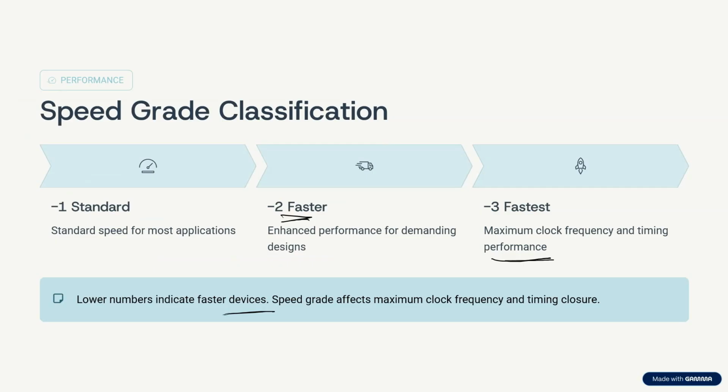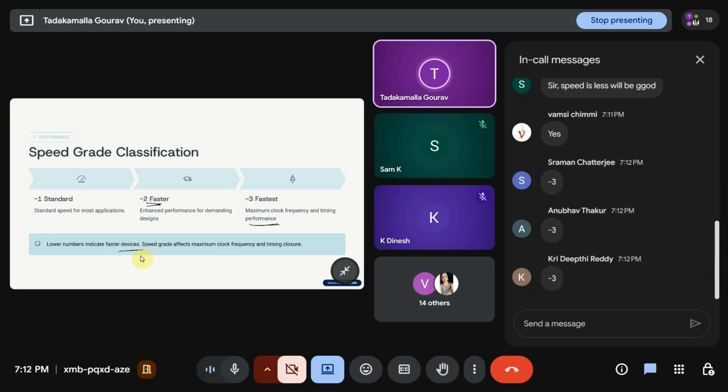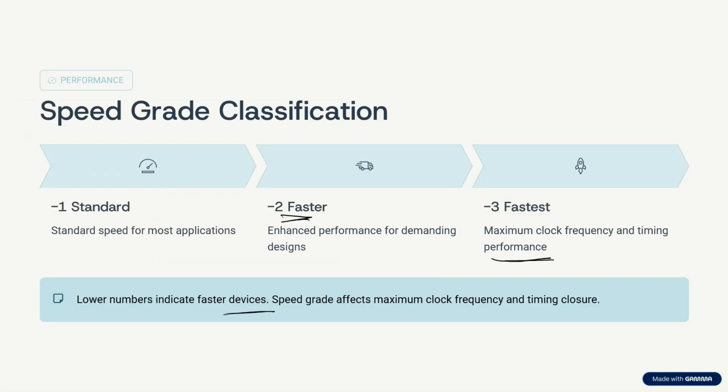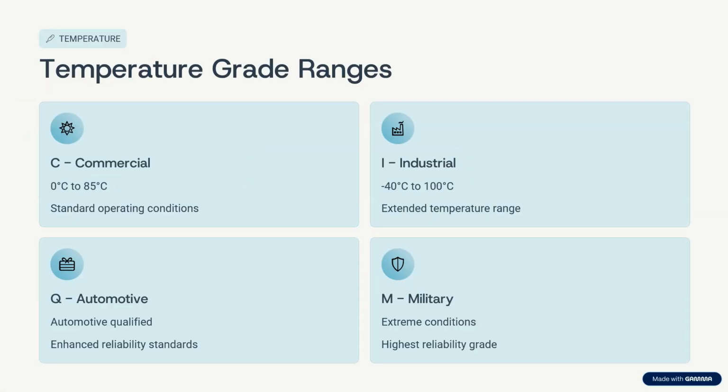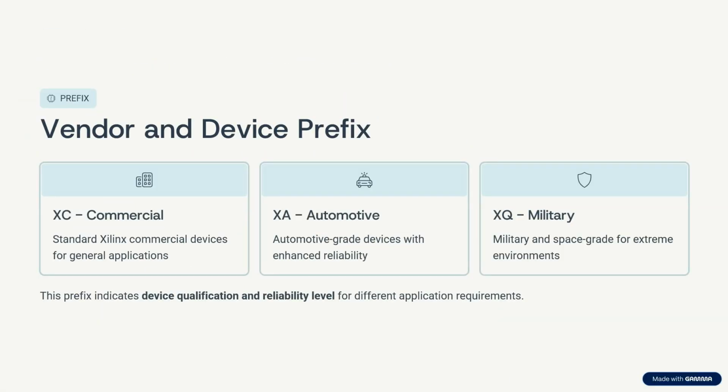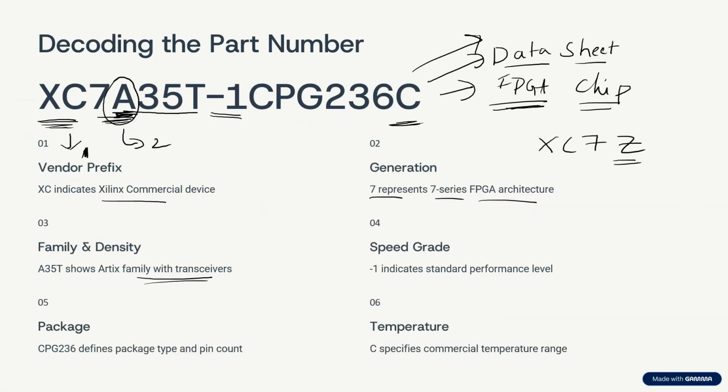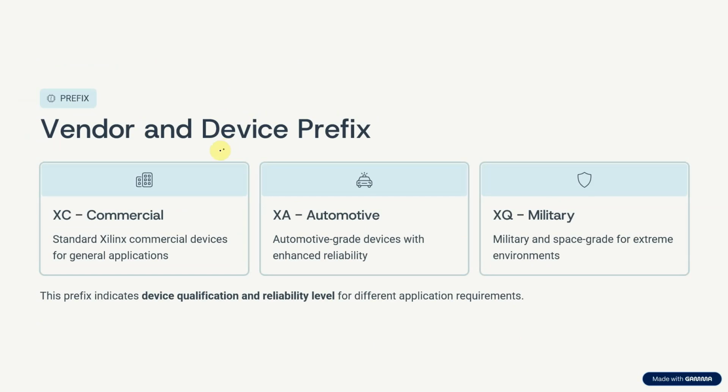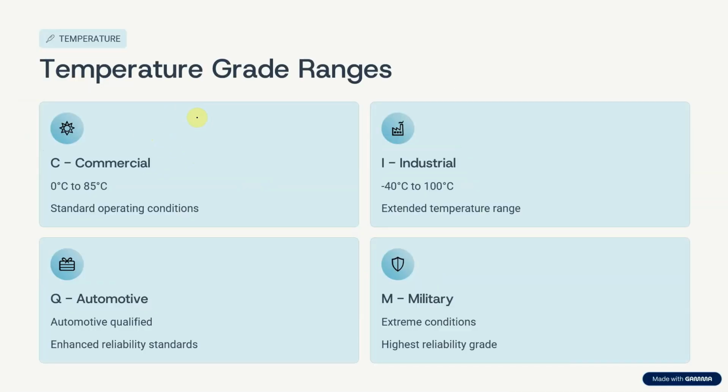We'll see what your clock frequency is, where you are going to get your clock frequency, and who is generating the clock on your board. Those are all things we are going to see. You just need to have an understanding of what your part number is indicating. The very first is vendor, next is family, next is speed grade, and next comes the temperature. C stands for commercial, and this is a temperature rating, I stands for industrial, Q stands for automotive, and M stands for military.